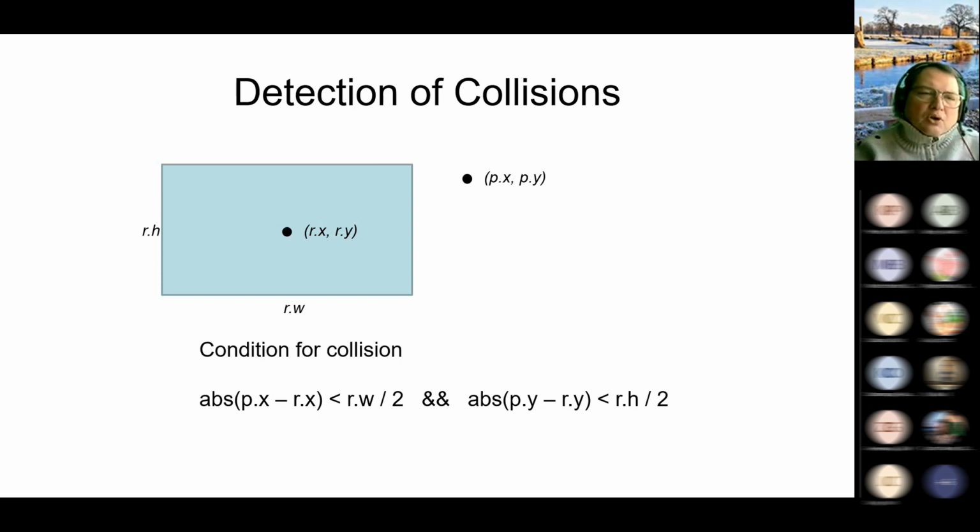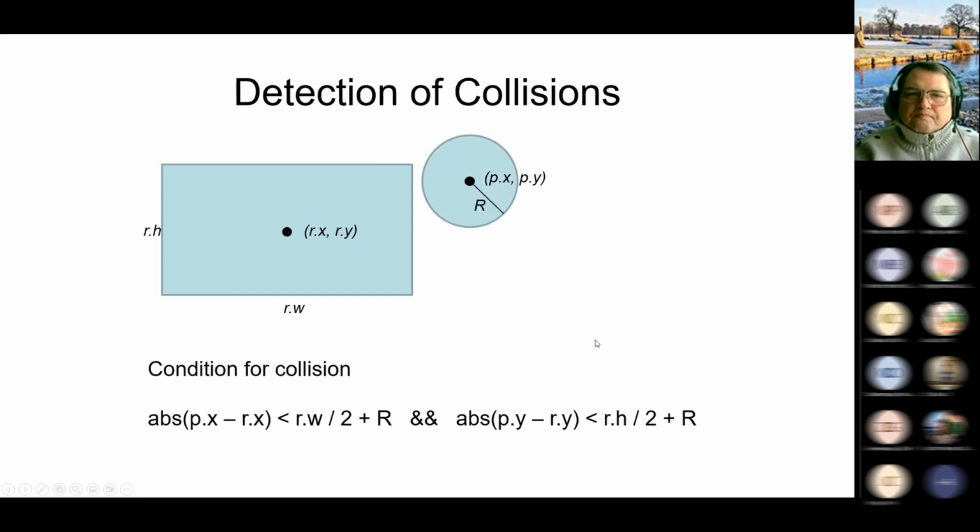Why we need this? Because we need the distance between these 2 points. I calculated by subtracting px minus rx. So in this case, the distance would be positive. But if my additional point is to the left from the rectangle, the result here would be a negative value, and negative value would always be less than r dot w divided by 2. So we need this absolute value to have the real distance between these 2 points. Basically, that's a solution for the problem of detecting the collision between a point and the rectangle.